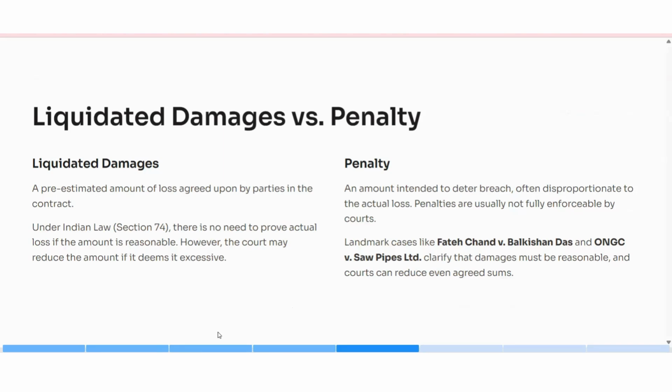Penalty is an amount intended to deter breach, often disproportionate to the actual loss. Penalties are usually not fully enforceable by the court. Landmark cases like Fateh Chand versus Balkishan Das and ONGC versus Saw Pipes clearly clarify that damages must be reasonable and courts can reduce even agreed sums.